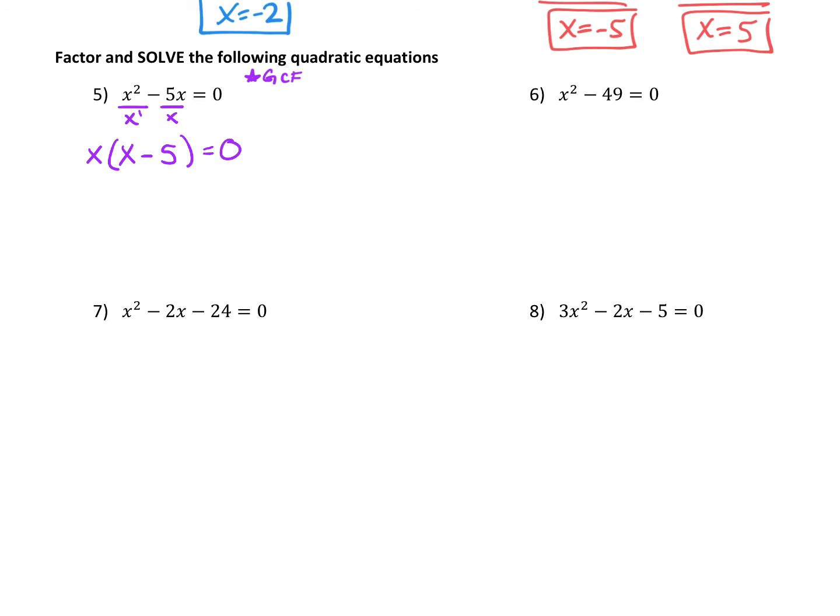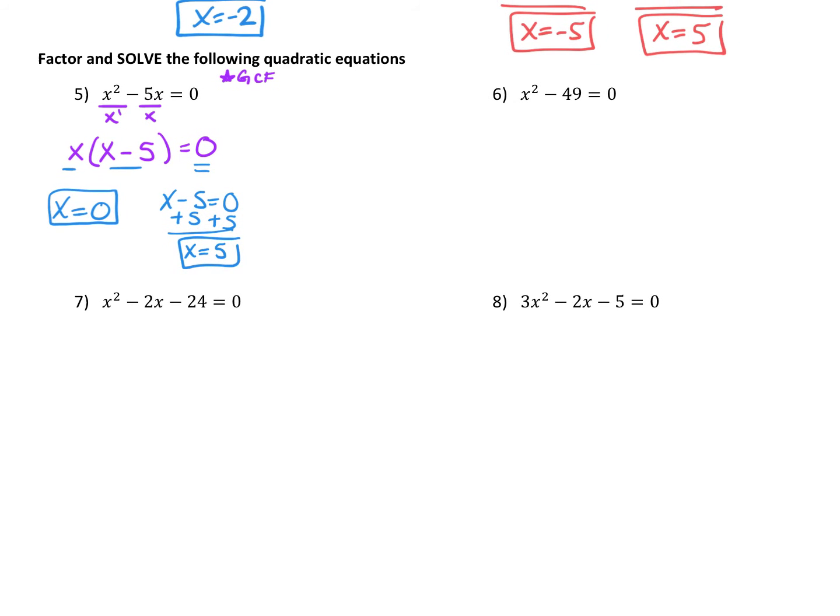Now that I have step 1 complete, I'm going to set each of my factors equal to 0. So I'm going to set x equal to 0 and x minus 5 equal to 0. So x equal to 0 is already solved, but for x minus 5, I need to add 5. And so I'll get that x equals 5.